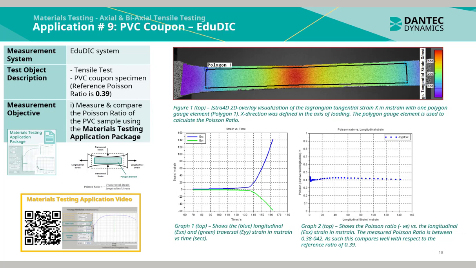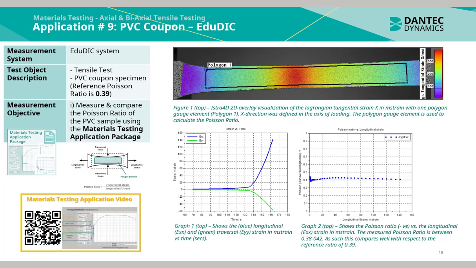Application 9 is a tensile test of the PVC coupon specimen with the Poisson reference ratio of 0.39. The measurement system used for this application was an EduDIC system. The measurement objective was to measure and compare the Poisson ratio of the PVC sample using the materials testing application package, which is available for download via the e-learning platform.